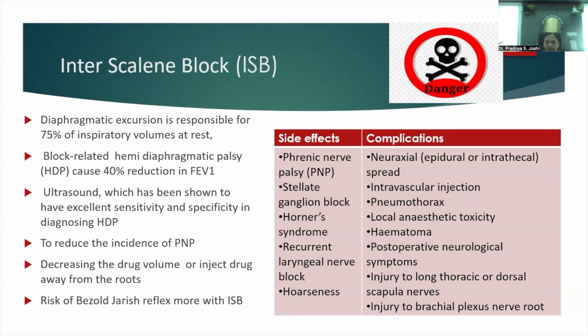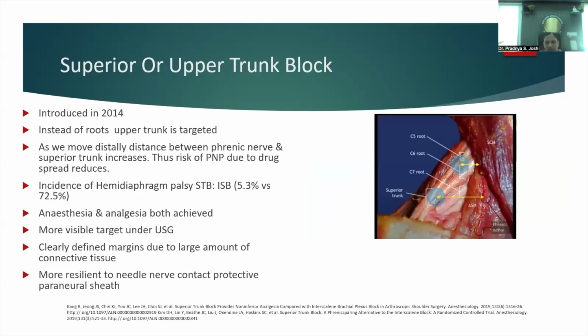And there is a 40% reduction in the FEV1. With ultrasound, which has excellent sensitivity and specificity for the diagnosis of hemidiaphragmatic paralysis, it has been shown that there is 100% involvement of the phrenic nerve with the interscalene block. All other complications, that is neuraxial spread, intravascular injection and pneumothorax, are also common with the interscalene block. So other blocks have evolved.